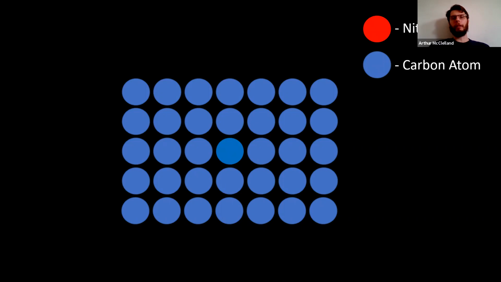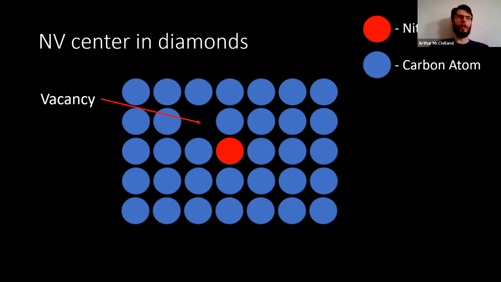And now if we pretend the blue circles are carbon and the red circles are nitrogen, and we put in a nitrogen substitution and have a vacancy next to it. This is called a nitrogen vacancy, or NV center, in diamonds, which is one of the materials that's proposed to be used for qubits, for quantum bits, for quantum computing. And so it's really focusing on using defects in the crystal in a controlled way.